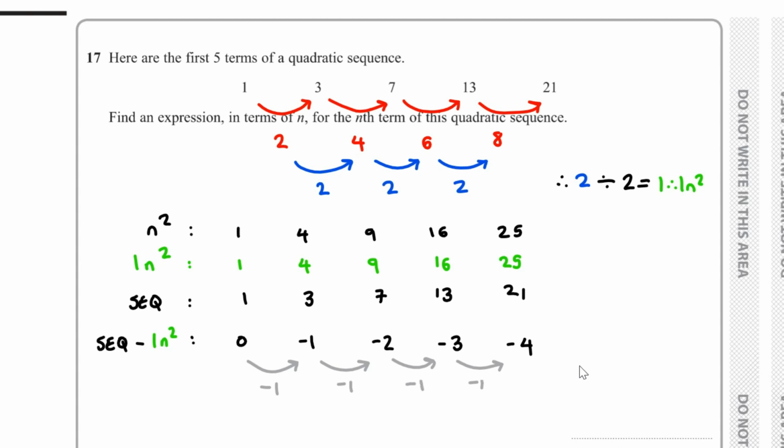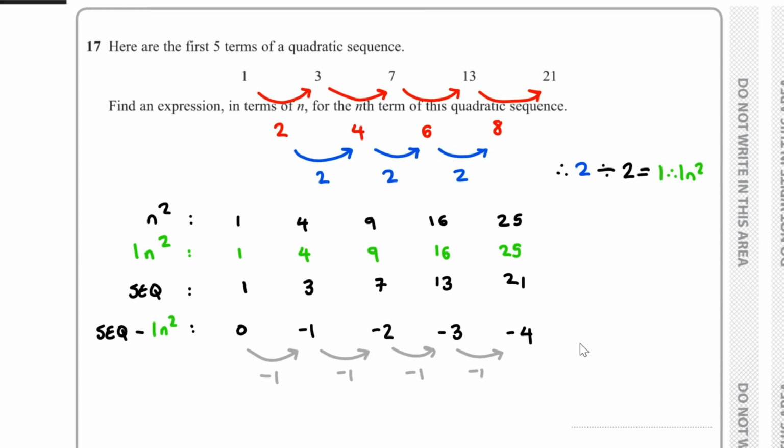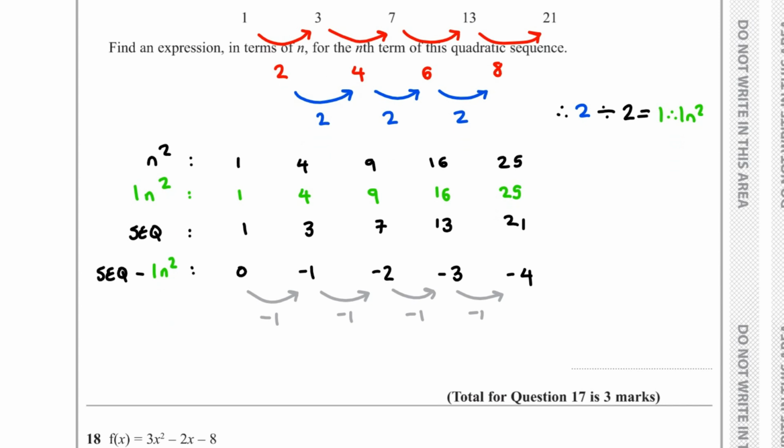And because the difference here is minus 1, to find out the 0th term, we do the opposite of minus 1, which is plus 1, and if we do that, we get 1. So therefore, we have n squared minus n plus 1 as our nth term of the quadratic sequence.